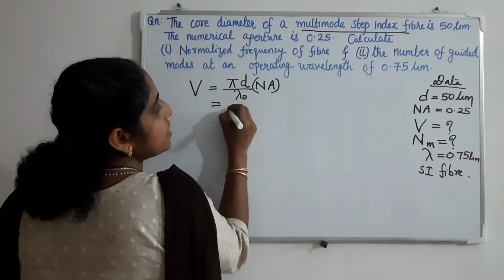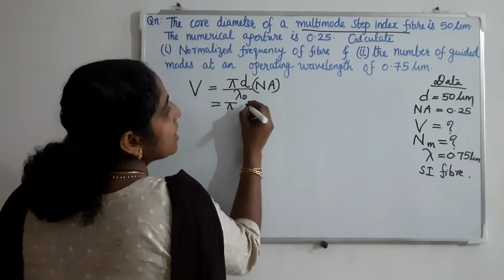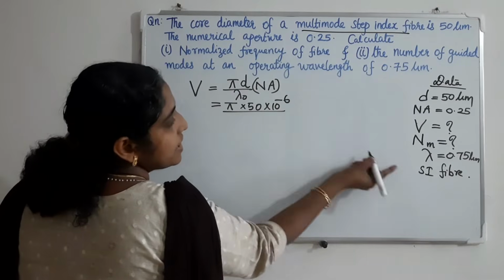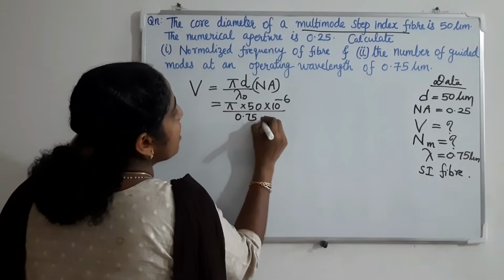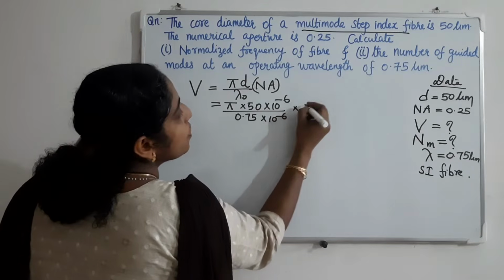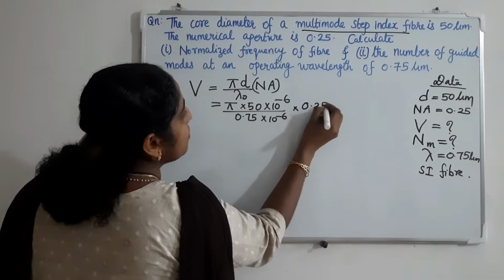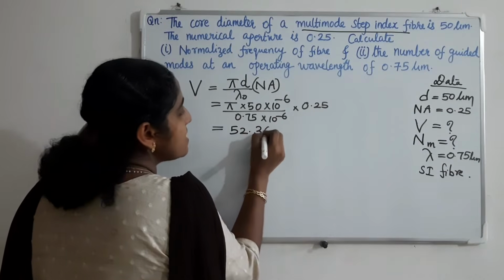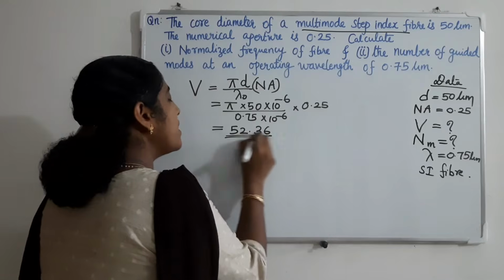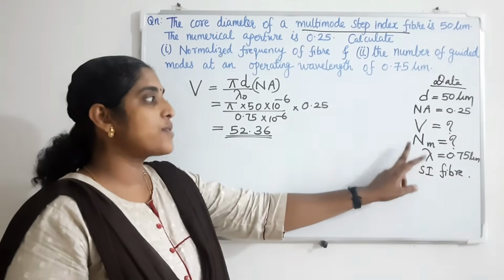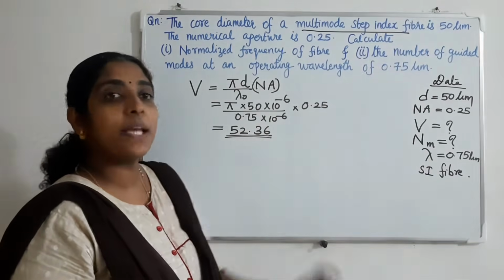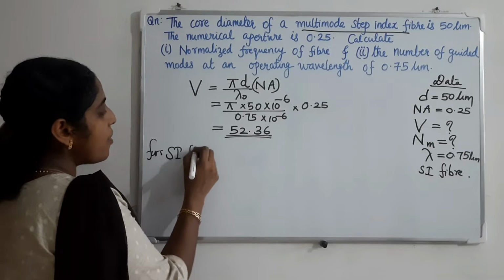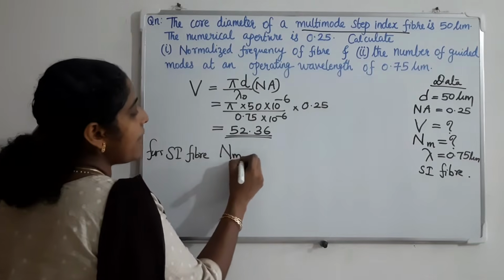That is pi into d, diameter 50 micrometer, divided by lambda 0, 0.75 micrometer, into numerical aperture, that is 0.25. On calculating we will get 52.36. So this is the V number. Next we want to find out the number of modes of propagation possible for this step index fiber. For a step index fiber, the number of modes is V square by 2.